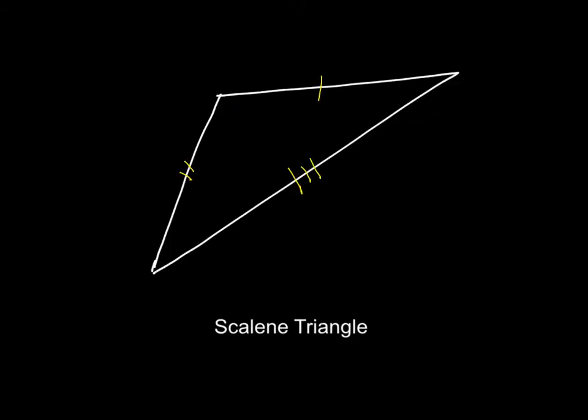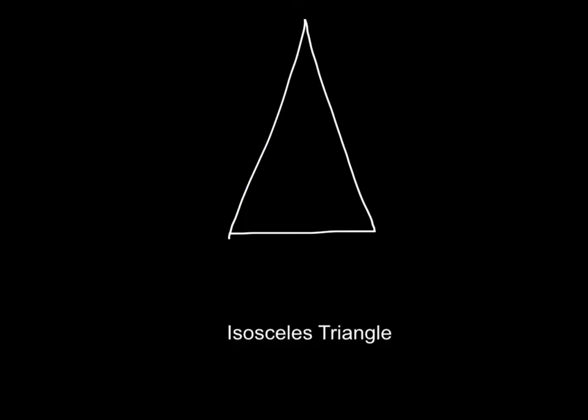A scalene triangle is a triangle in which all three sides have different lengths. No two sides are congruent on a scalene triangle. An isosceles triangle has two congruent sides. Now, it can have more than two congruent sides, but by definition, it must have at least two congruent sides.